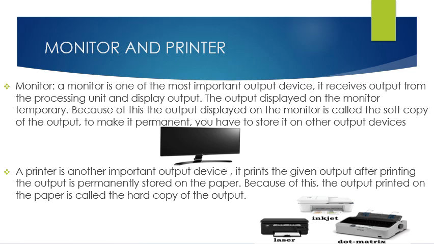So we have a printer. It's another important output device. It prints the given output. After printing, the output is permanently stored on the paper. Because of this, the output printed on the paper is called the hard copy of the output.